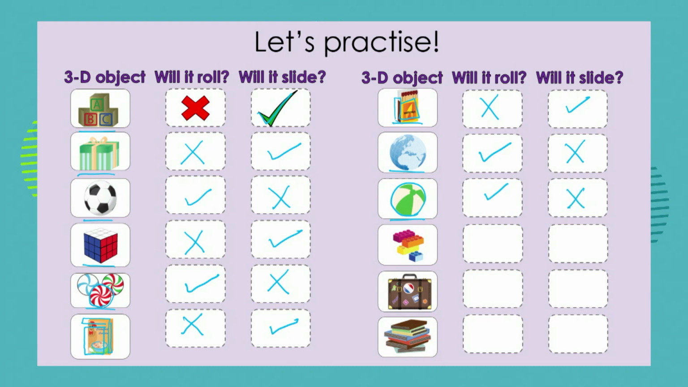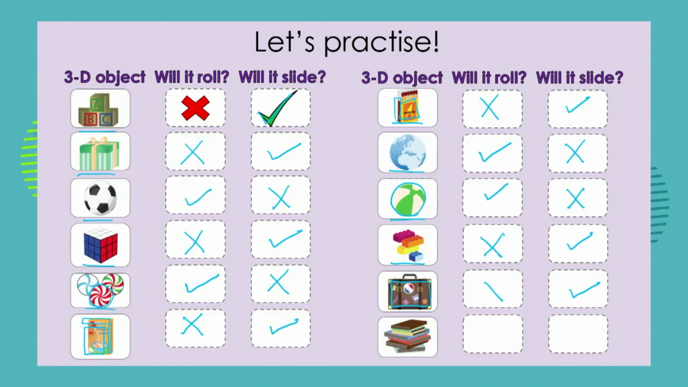Our next one is one of our favorite toys to play with, pieces of Lego. We can see that they are rectangular and square in shape and they have sides. So this means that they will slide. Very good. And they will not roll. The next one is a suitcase. And we can see that it looks like a rectangle shape. It has sides. So this means that it is going to slide. Well done. And it will not roll.